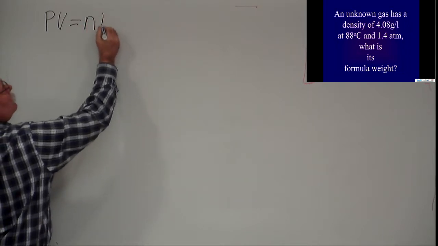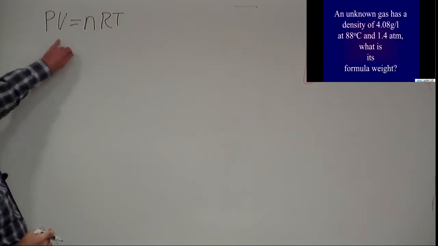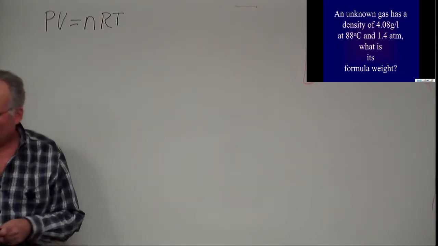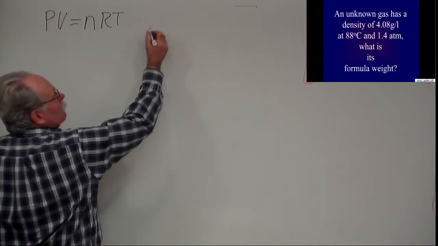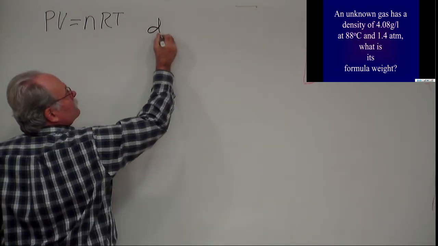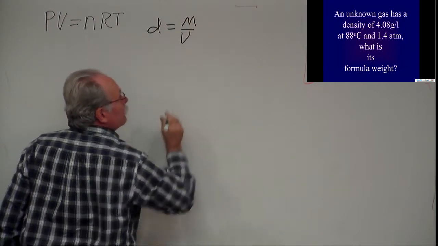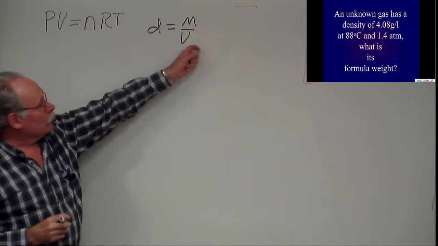And we're going to use the ideal gas law, PV equals nRT: pressure, volume, the number of moles, the ideal gas constant, and the temperature. Now, we're given data on density, so we're also going to need an equation with density. And we know that the density of a compound is equal to the ratio of its mass over its volume. And in our case, we were given the units of grams per liter.